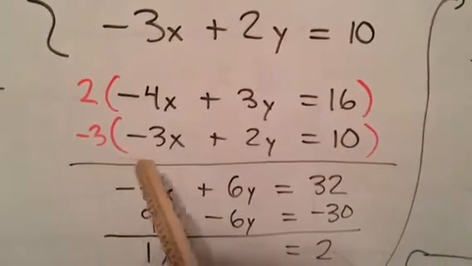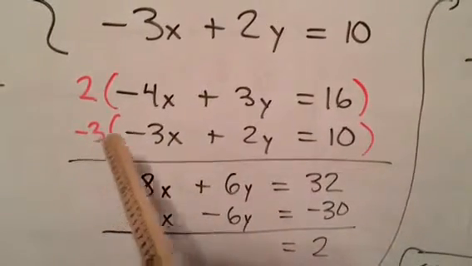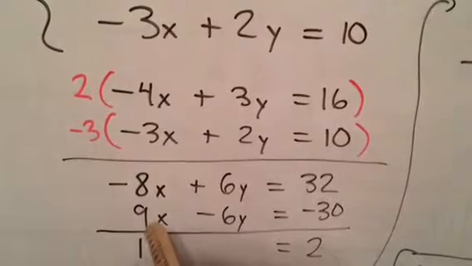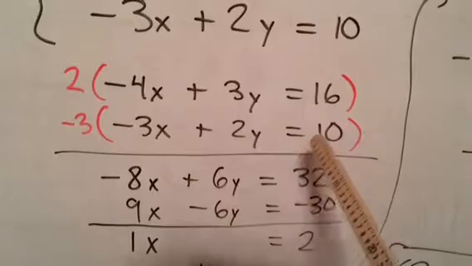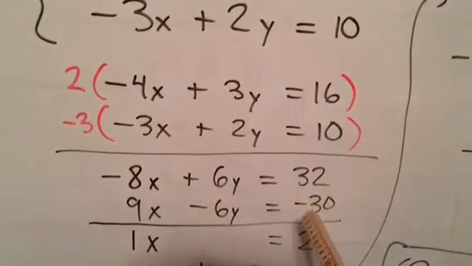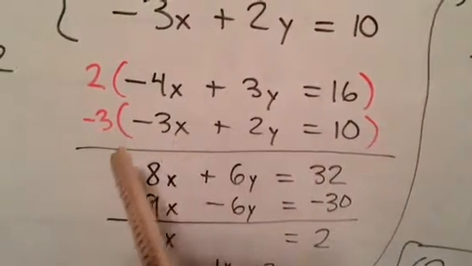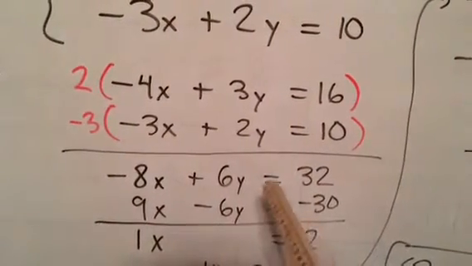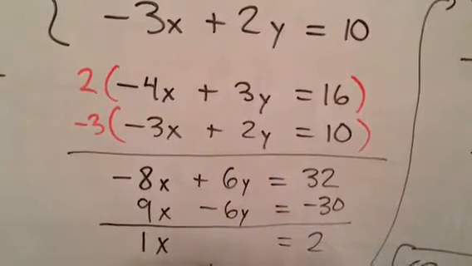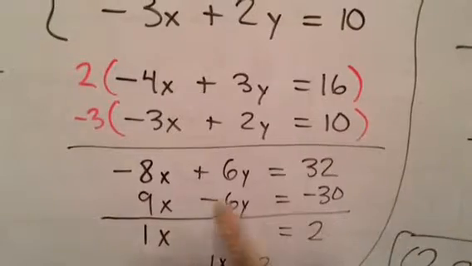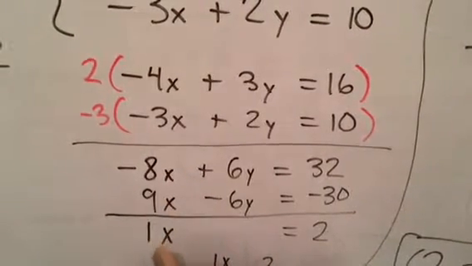The negative 3 gets multiplied by everything. Negative 3 times negative 3 is 9x. Negative 3 times 2 is negative 6y. Negative 3 times 10 is negative 30. Notice now my two equations look like the very first example we saw, where one of the variables is already set up to eliminate. So by combining the two equations together, negative 8x and positive 9x will make 1x.